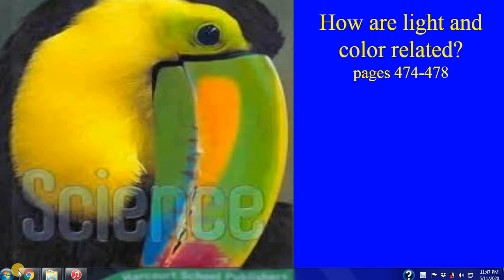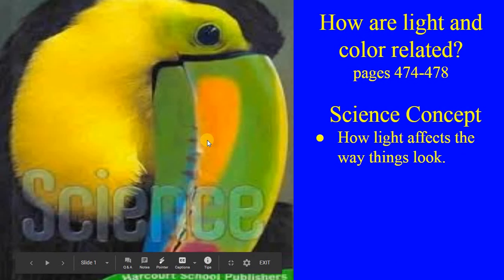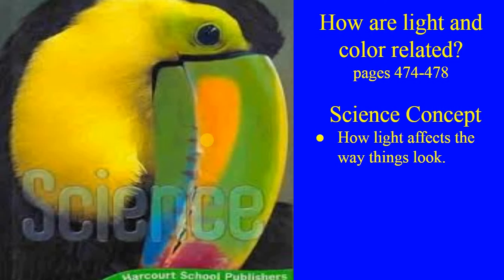Okay, this is a review of your science lesson for this week, and we're looking at the section entitled How Are Light and Color Related from your science textbook, pages 474 through 478. So what we're going to be looking at, the science concept, is how light affects the way things look. That's what we want to get out of this.